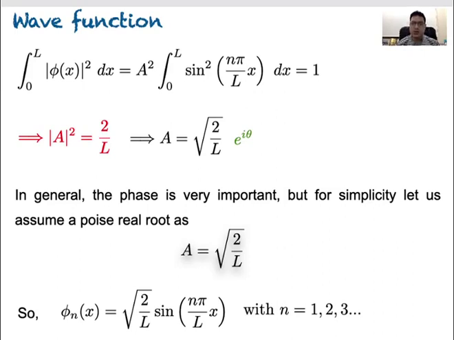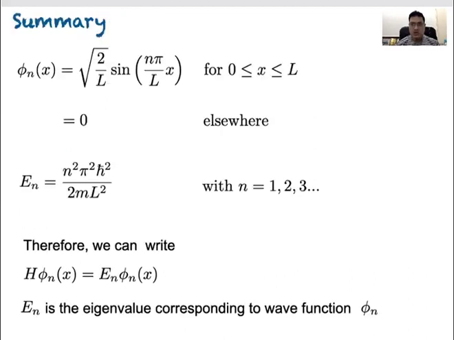Okay, so now we have obtained the wave function and we have also obtained the A value by using the normalization condition. So now this is a summary: your phi n of x is square root of 2 over L sine n pi over L x, where x ranges from 0 to L and outside of which your wave function is 0, and the corresponding energy of this wave function, En, is equal to n square pi square h cross square over 2mL square, where n is 1, 2, 3, and so on.